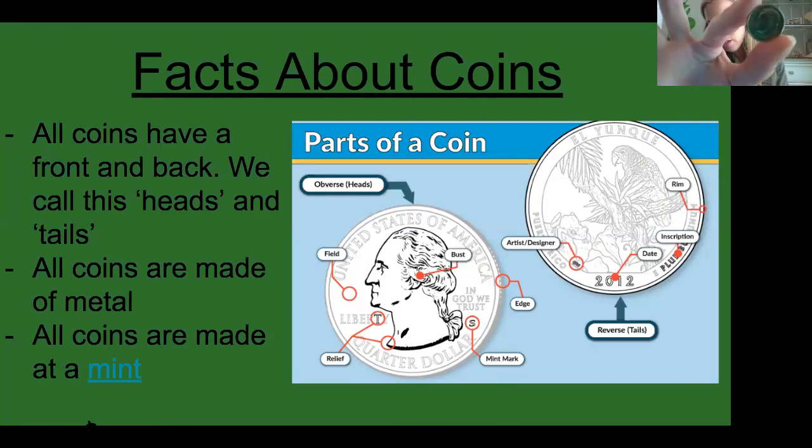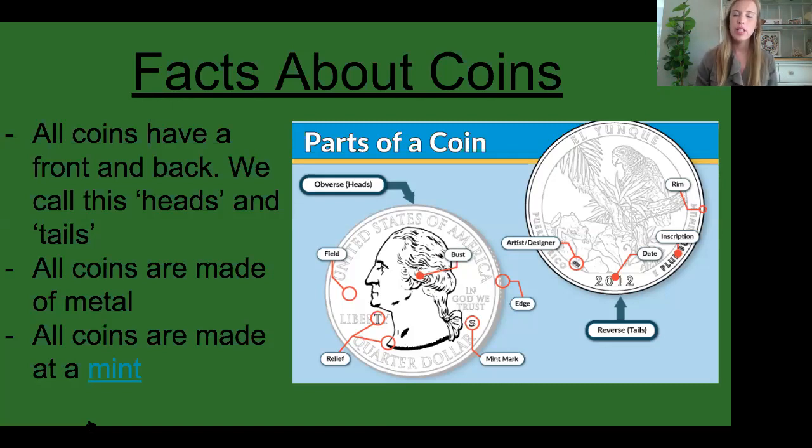This is the front of the dime, and this is what we call a head. All right, so if I say look at the head of the coin, it's the front where you typically see a head or a face. All right, on the back of the coin, we call this the tail. All right, every single coin has a head and a tail. So it has a front and a back.